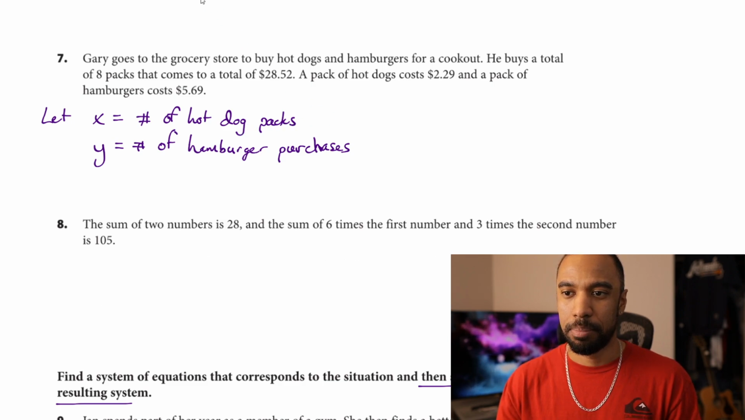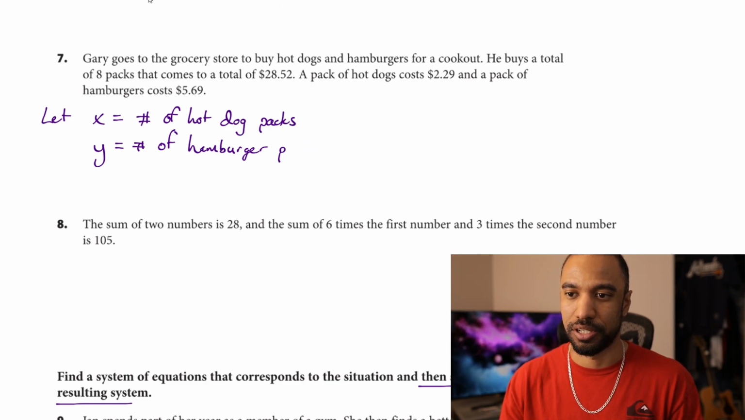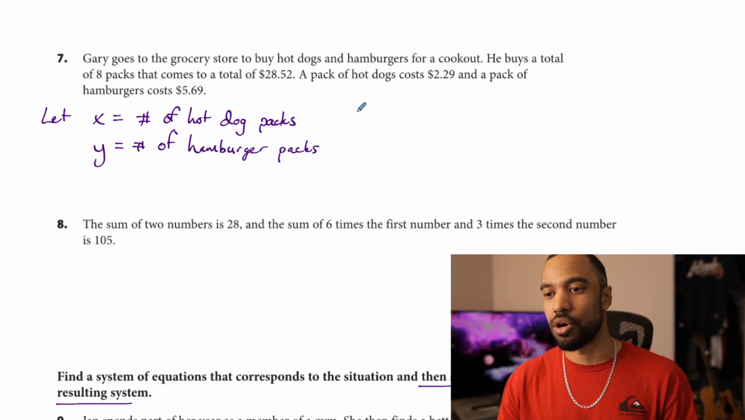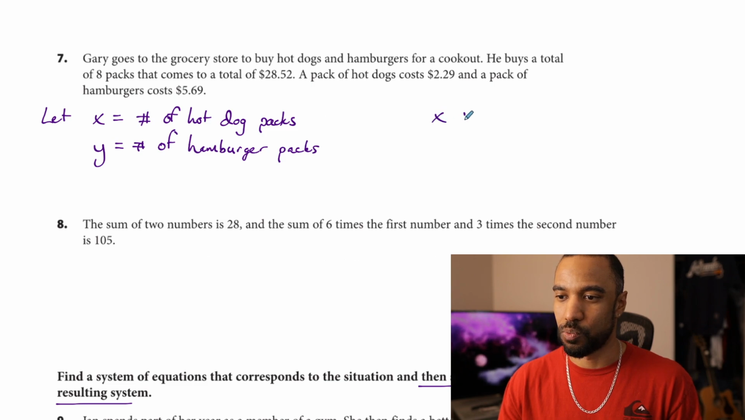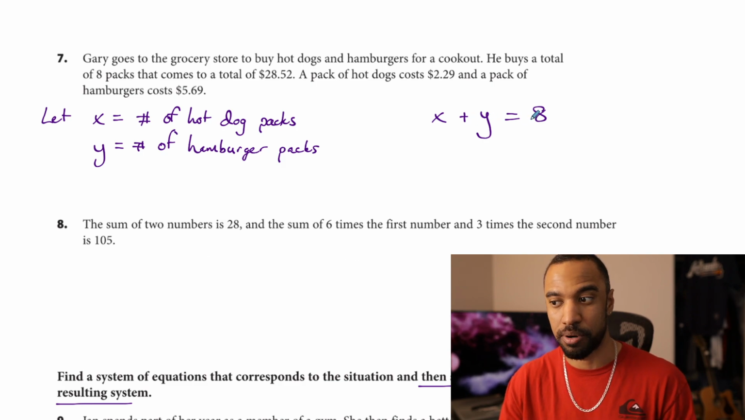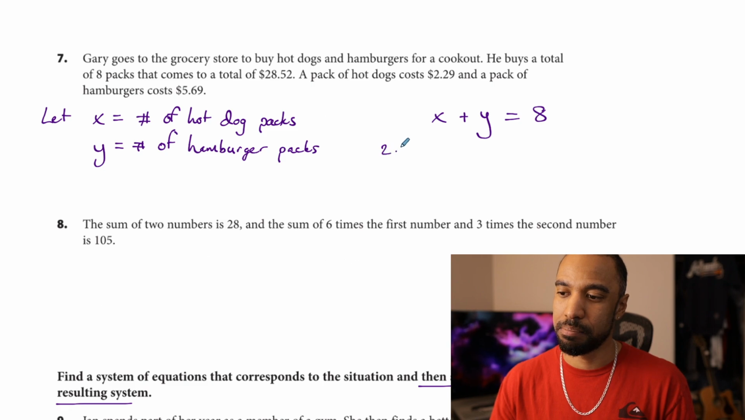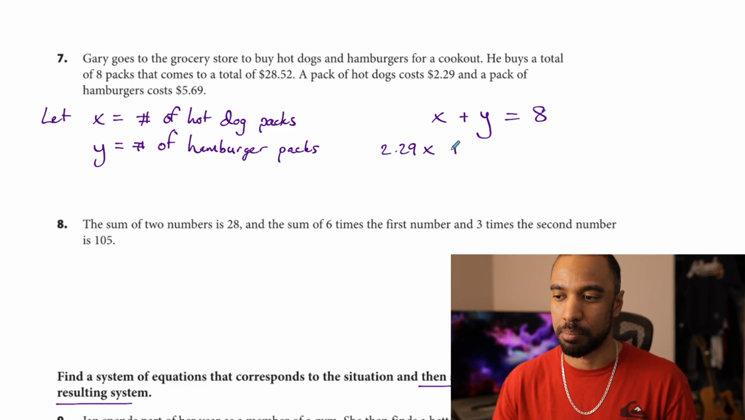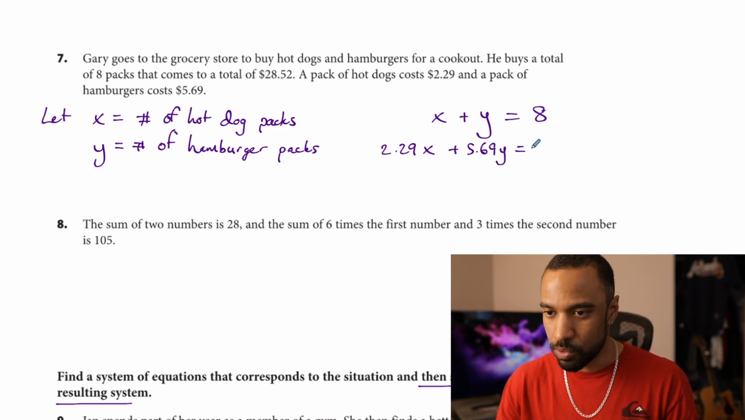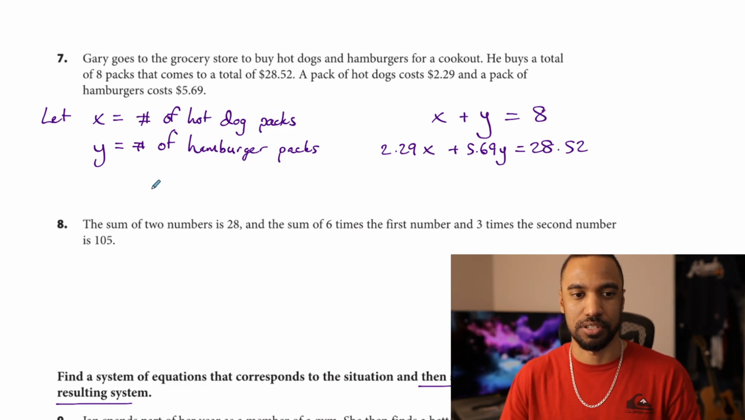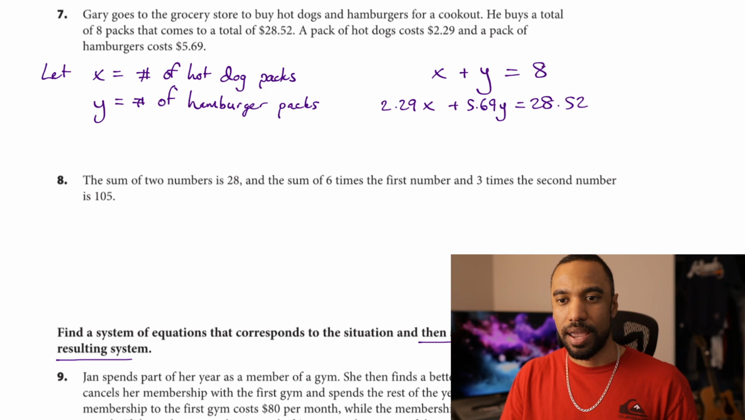All right. Not purchases, packs. Number of hamburger packs that Gary purchases. All right, so here we go. That is X plus Y equals 8. Number of hot dog packs purchased plus number of hamburger packs purchased equals 8 packs purchased total. And then $2.29 per pack times the number of hot dog packs plus $5.69 per pack times the number of hamburger packs equals $28.52. There's the setup.